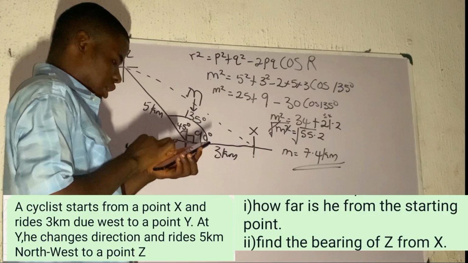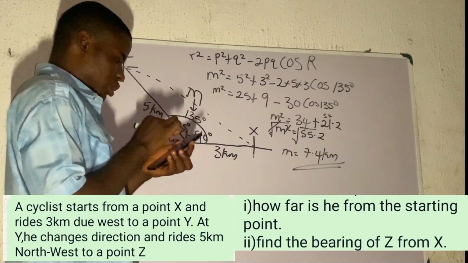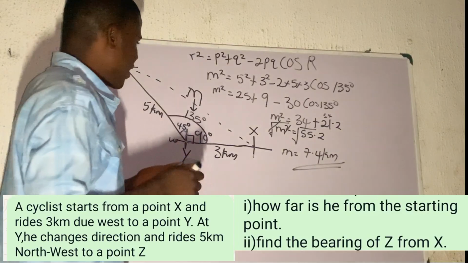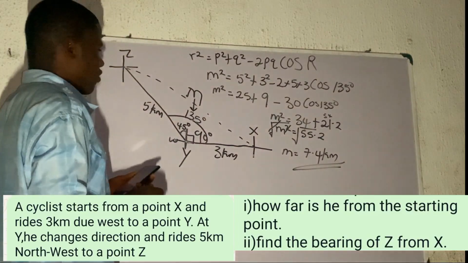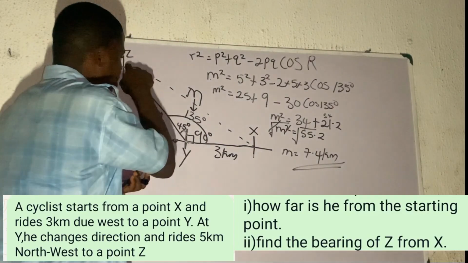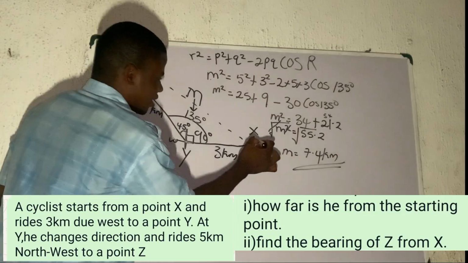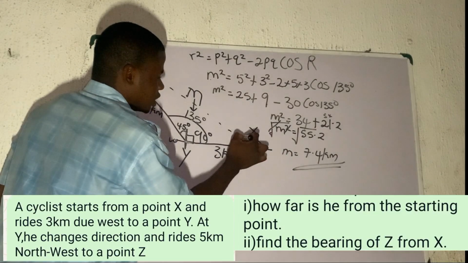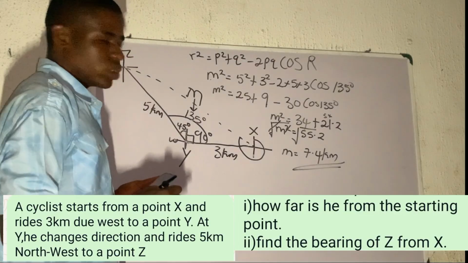Let me check if they asked another question. Okay, they asked another question, and it says, find the bearing of Z from X. Now, the bearing of Z from X, we should start from the north of X and move around to where the line touches Z. That's what it means. Do you understand?